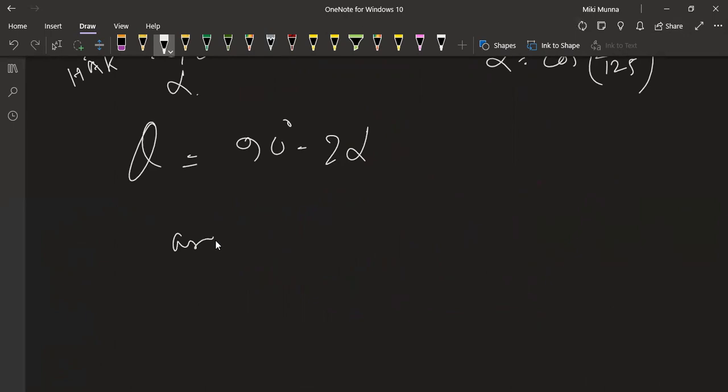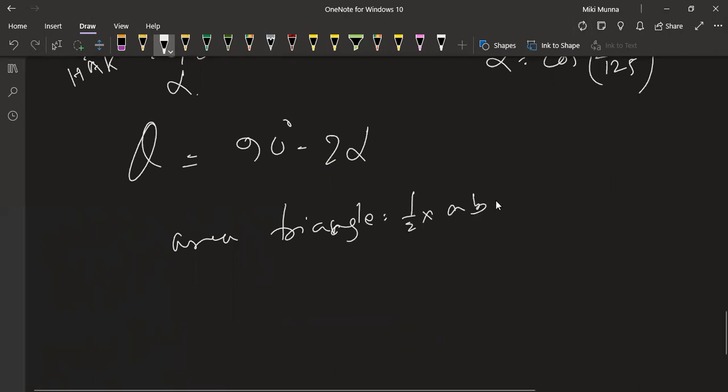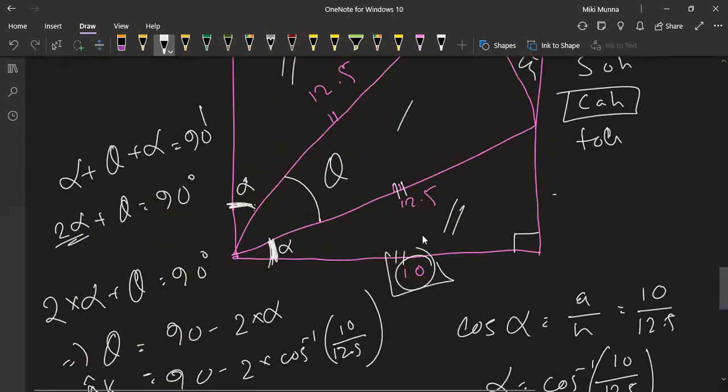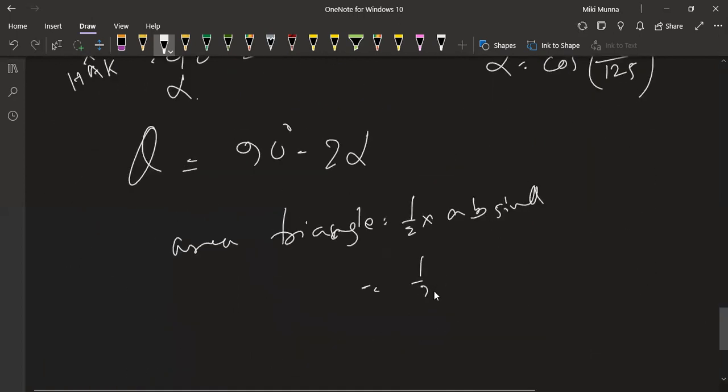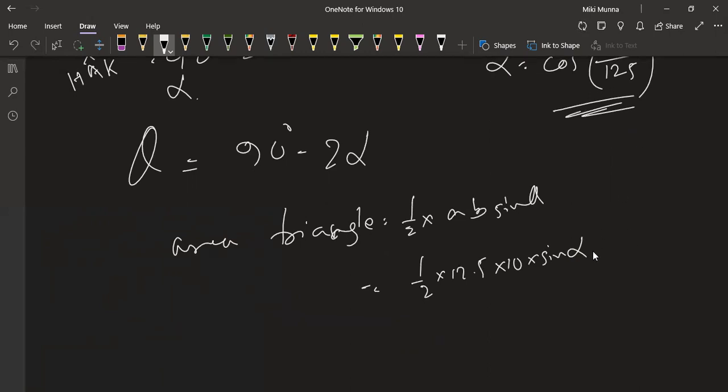Now, area of triangle. What is it? Half AB sine theta. What are our A and B? A is 10, B is 12.5, or A is 12.5, B is 10, because alpha is our angle in this case. So simply substituting here, half times 12.5 times 10 times sine alpha. Now what was alpha? Alpha was inverse cosine of 10 over 12.5. Don't forget to do the inverse and then place it inside our sine.